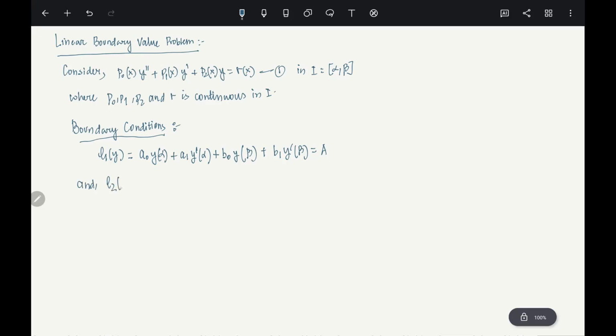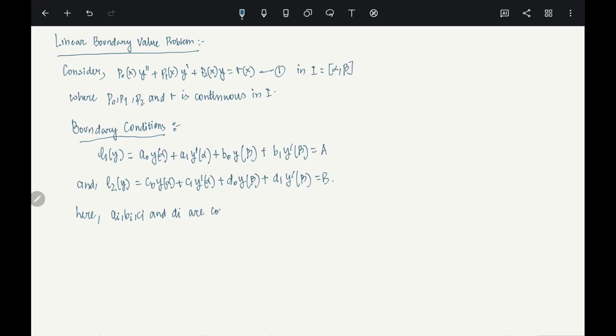And L2 of y we define as c naught of y at the point alpha plus c1 of y prime at the point alpha plus d naught of y at the point beta plus d1 of y prime at the point beta, equals capital B. Here all the coefficients, the ai's, bi's, ci's and di's are constants for i equals 1, 2, along with A and B. So everything is constant.